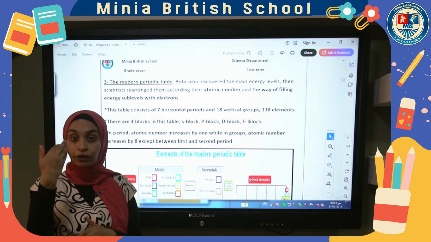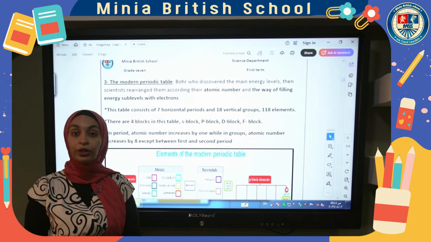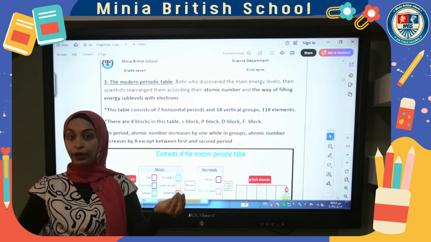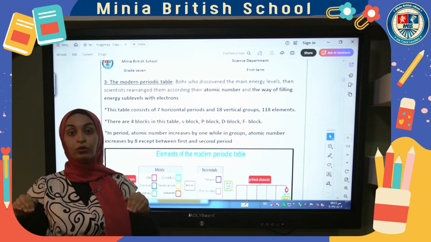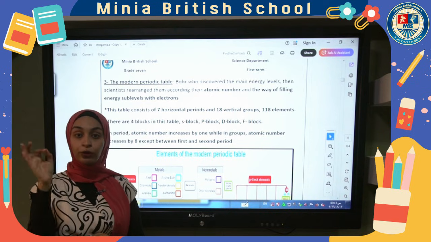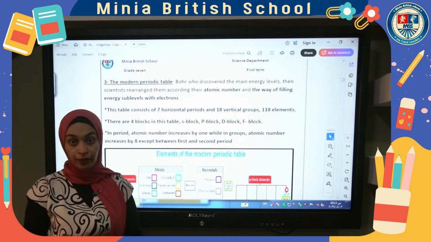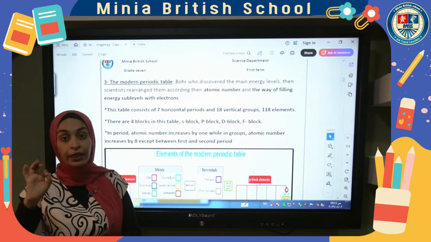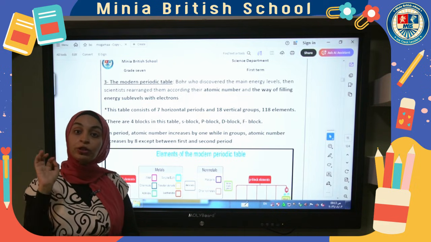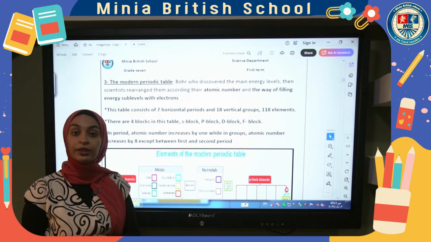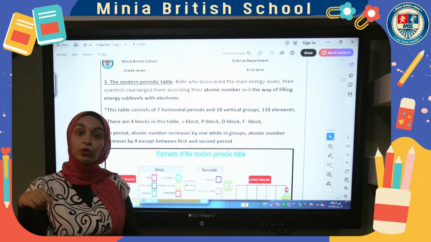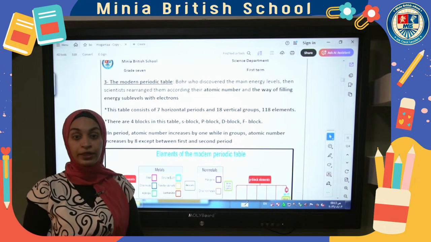in which they rearrange the elements according to their atomic number ascendingly from the left to the right in the horizontal rows, or we can call them periods, and also according to the method of filling energy sublevels with electrons. As we said, each energy level has a certain number of sublevels. So in the modern periodic table, the elements are arranged according to the way of filling energy sublevels with electrons, and also according to the atomic number ascendingly.